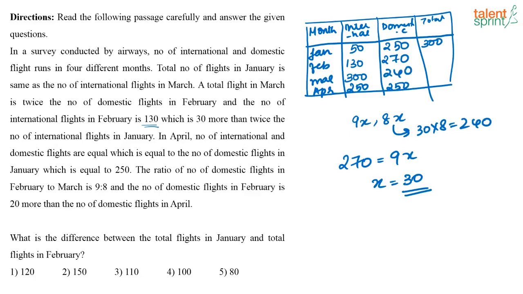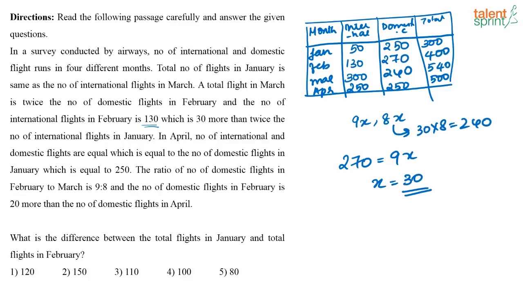So this is 540. So what is the total here? The total here will be 400, 130 plus 270, that is 400. Here it's going to be 540. Here it's going to be 500. So this is the final table that you get. Once you find this table, solving all the questions becomes very easy.